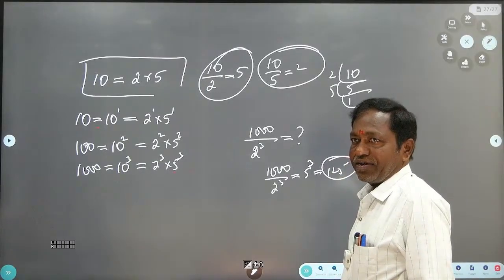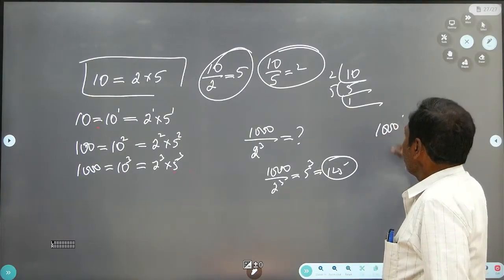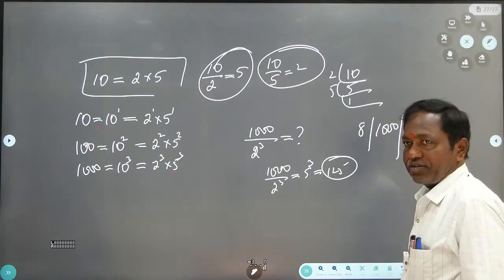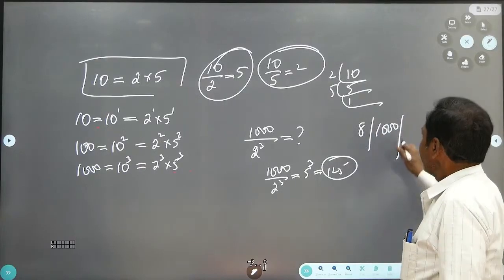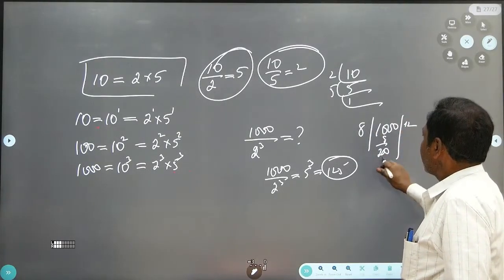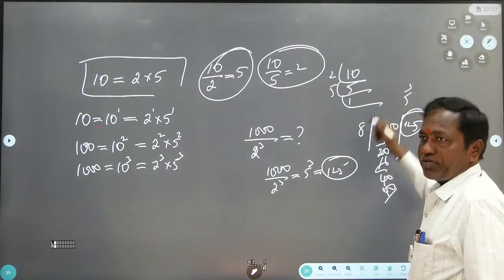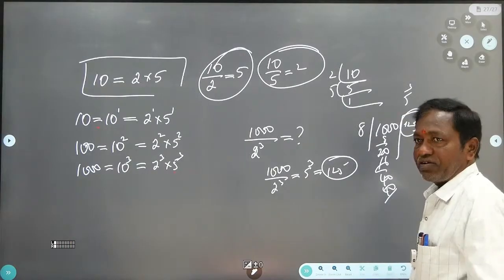It would happen. See that, for example, even if you take the division method, 8. 2 cube is what? 8. 8 ones are 8, 2. 8 twos are 16, 4. 8 fives are 40. This is equal to 5 cube. It's like that, it will come.